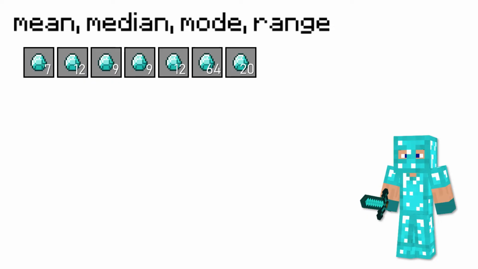First up, mean, median, mode, and range. As you can see here, I am showing you the different amount of diamonds in different player inventories. The first question I'm going to ask you is, what is the mean number of diamonds in these players' inventories?